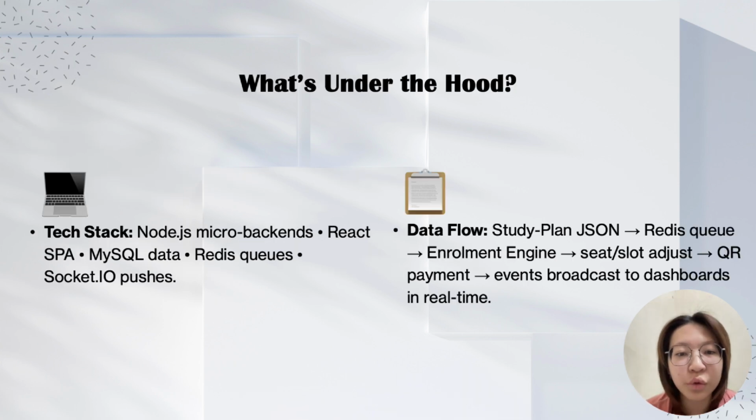So we plan to use Node.js as the micro backend, then a React SPA, MySQL data, Redis query, and Socket.IO for the real-time data. And the data flow is study plan from JSON, Redis query, enrollment engine, seat and slot adjustment, QR code payment, and event broadcast to the dashboard in real time.